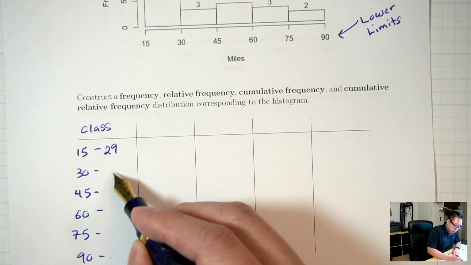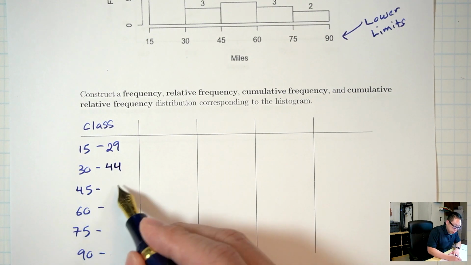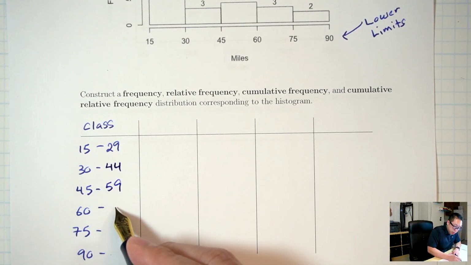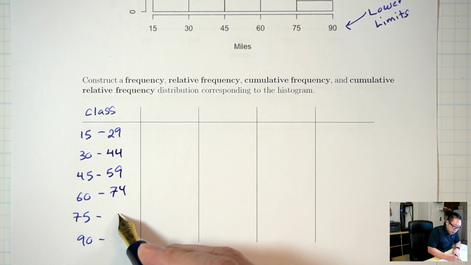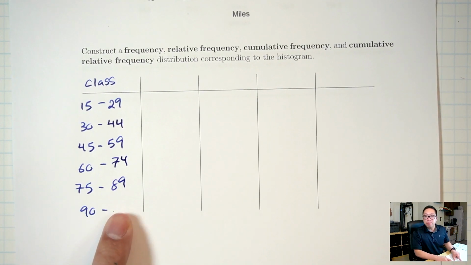The next one should be slightly below 45, which is 44. The next one is slightly below 60, 59. The next one, slightly below 75, which is 74. Slightly below 90, which is 89. And then what about this last one?